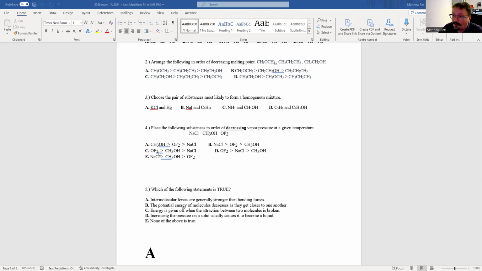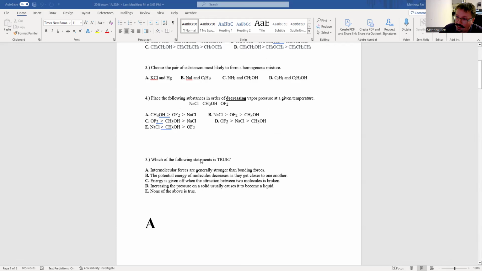In that case, we have the OF2, maybe minimal polarity, dipole-dipole there. CH3OH, methanol, having hydrogen bonding, but then the NaCl being an actual ionic compound having those strong ionic bonds. So it will have the lowest vapor pressure there. So the answer there should be C, in this particular version A.